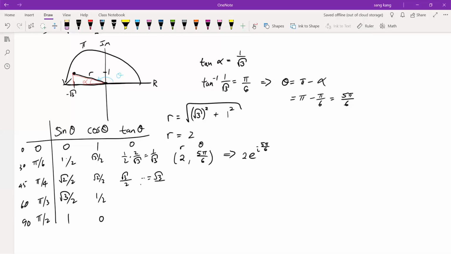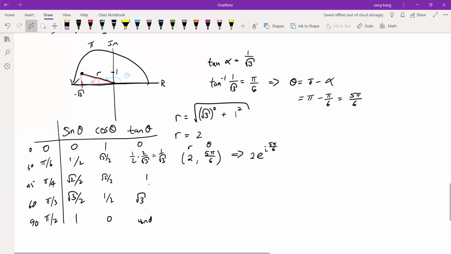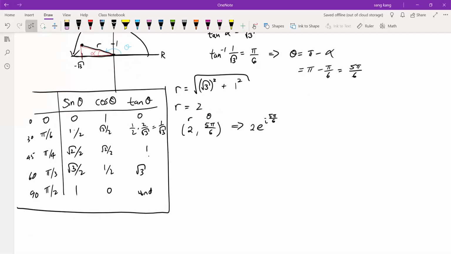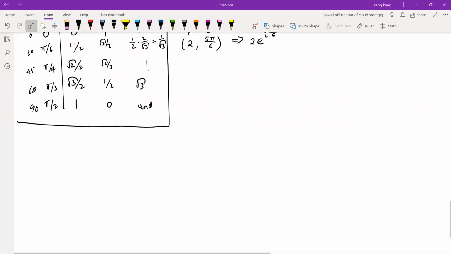Sorry, that was the one below it. This is 1. This is root 3. And then this is undefined, right? Sine over cosine. So again, I personally have to come up with this. For some reason, I've always had issues memorizing these, but some of you may not. But you might find this table useful for this section at least.